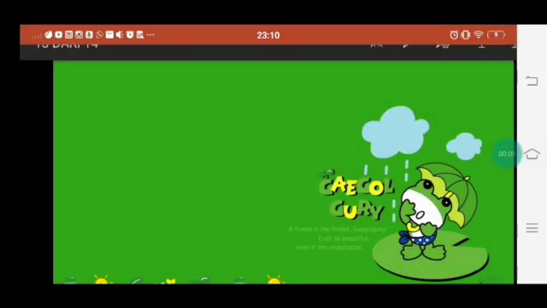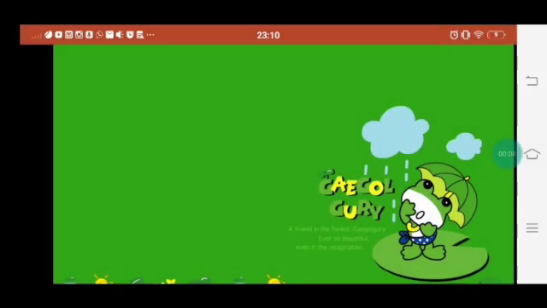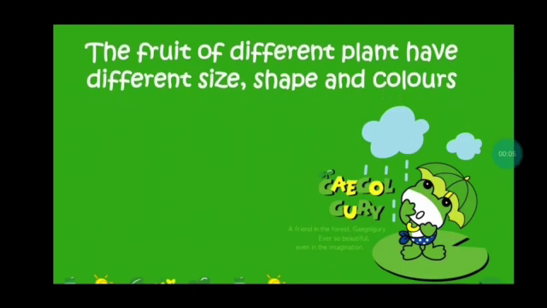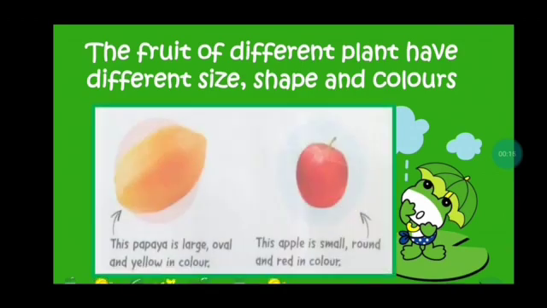And then the fruits of different plants have different sizes, shapes, and colors. This is an example that fruits have different sizes, different shapes, and colors: the papaya and the apple. Okay, it's all about the fruit. So inside the fruit, there is a seed, ada biji, and then the seed will grow into a new plant.